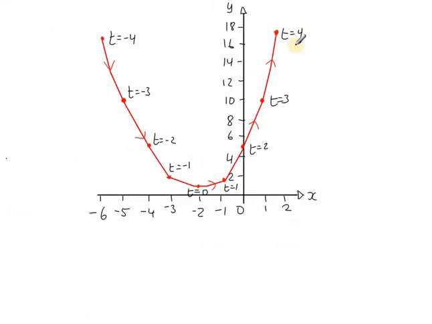So let's see if we can work out the gradient of the graph right here when t equals 4. We'll do this using parametric differentiation first, and then we'll change the parametric equations to Cartesian equations, and we'll have a go at differentiating again and working out the gradient, which should be exactly the same.